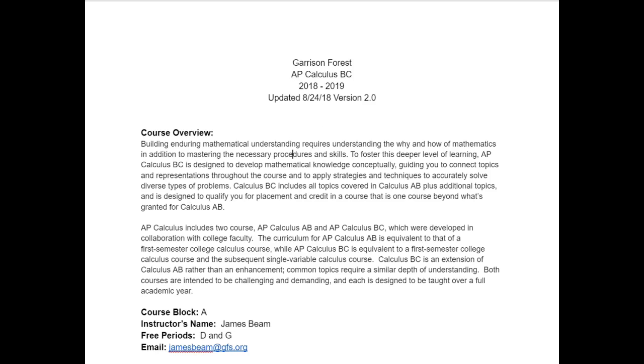So the course overview here is basically a statement about what the course is. This is derived from what the College Board says this course is. So our course here is not unique to Garrison Forest, but is an AP course whose curriculum is determined by the College Board, and our goal is to ensure your best possible scores, hopefully a 5, on the BC Calculus exam.